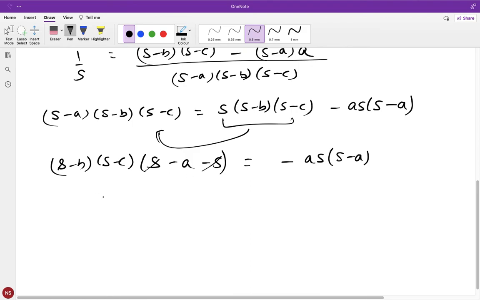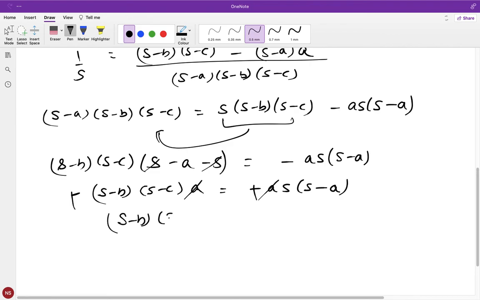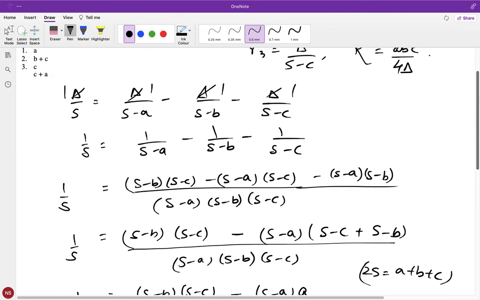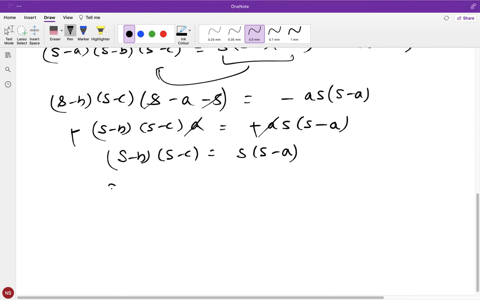S and S are cancelled, so (S minus B) into (S minus C) into minus A, minus here is minus AS into (S minus A); minus minus cancelled, A cancelled. (S minus B) into (S minus C) is equal to S into (S minus A). So I would say this is not an easy problem. Now open the brackets: S square minus (B plus C)S plus BC is equal to S square minus AS.